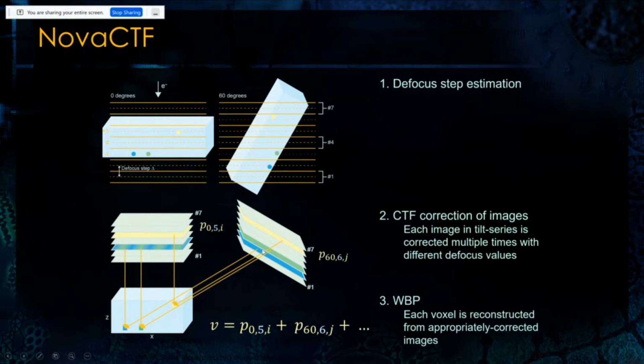But once we tilt, then this one comes from slab number 2, while the green one is already from slab number 3. So the defocus value that one should use for reconstructing the voxels is not dependent only on the Z height, but also on the X coordinate, which is often not so apparent at first glance.